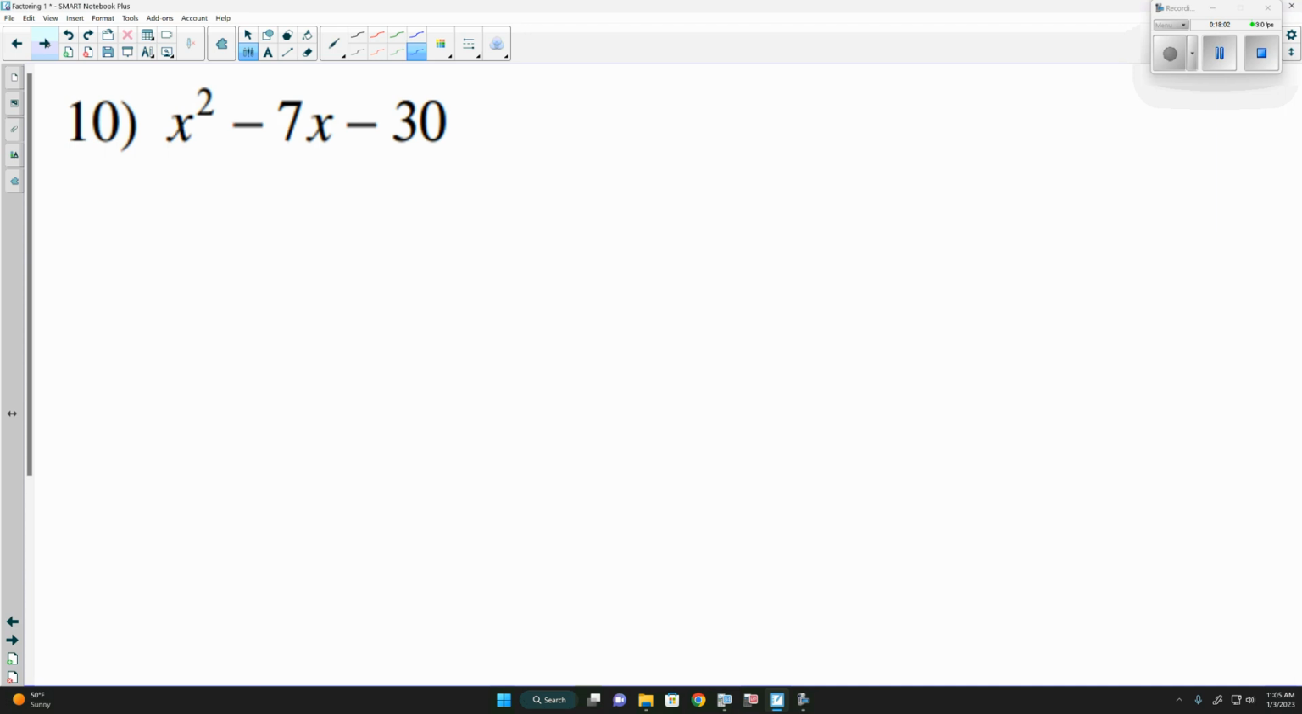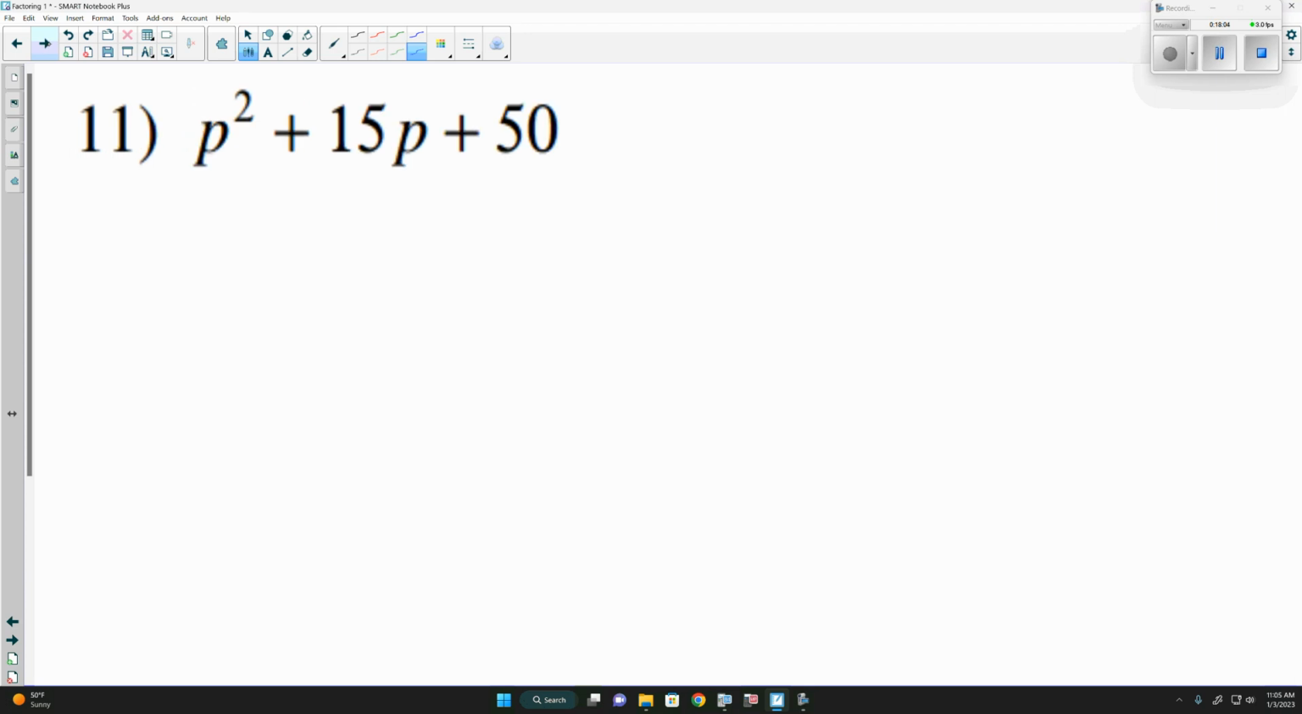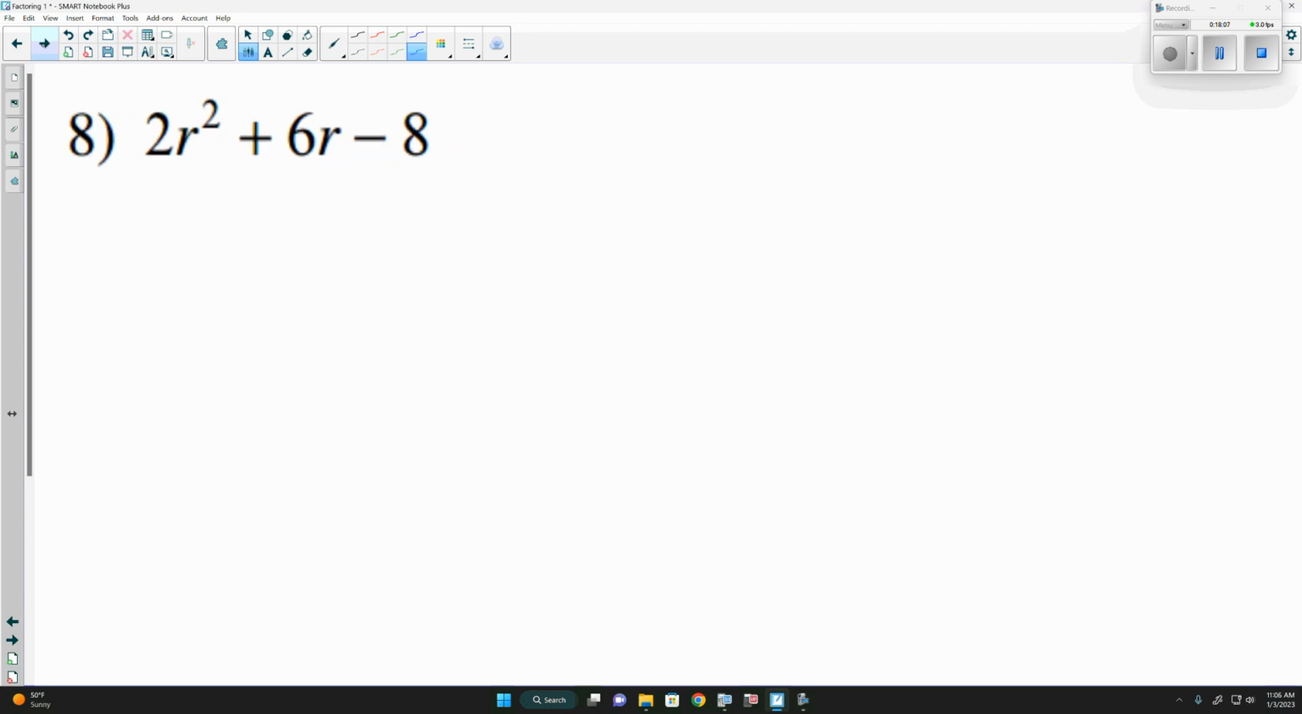So we'll move past 10 and 11 and look at number 8, because number 8 is essentially the exact same thing. There's just one thing that changes. What is the thing that changes from this one and the ones we've done already? There's a greatest common factor. So guys, what's the greatest common factor? What goes into all 3 terms? 2. So we factor it out.